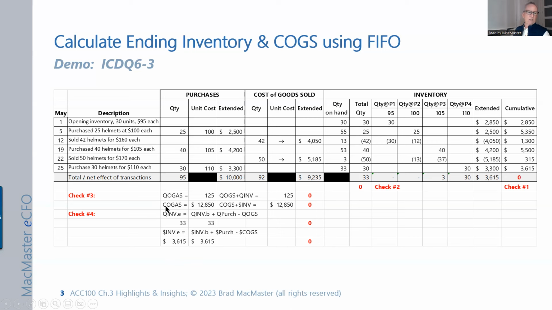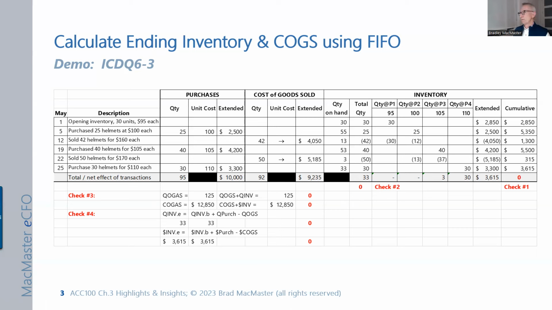There's one in the book that asks you to check your work by using the cost of goods available for sale. Well, the cost of goods available for sale is equal to the value of the beginning inventory. In this example, it's $2,850 plus the value of everything you purchased during the period, which was $10,000. So the cost of the goods available for sale was $12,850. And you have to now think about, well, if these were available for sale, what did I do with them?